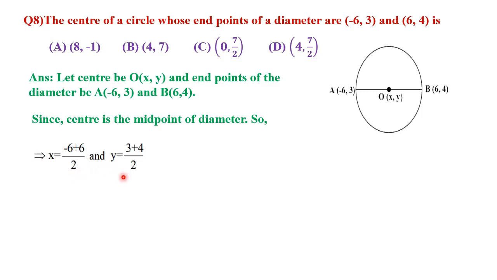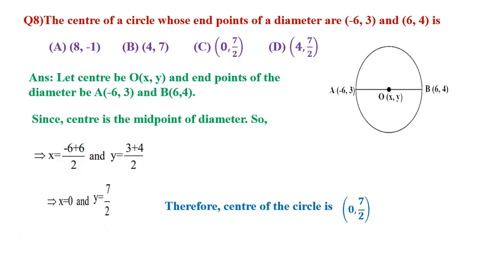Since the center is the midpoint of the diameter, which implies x is equal to minus 6 plus 6 divided by 2 and y is equal to 3 plus 4 divided by 2, which implies x is equal to 0 and y is equal to 7 by 2. Therefore, the center of the circle is (0, 7 by 2). Hence, option C is the correct answer.